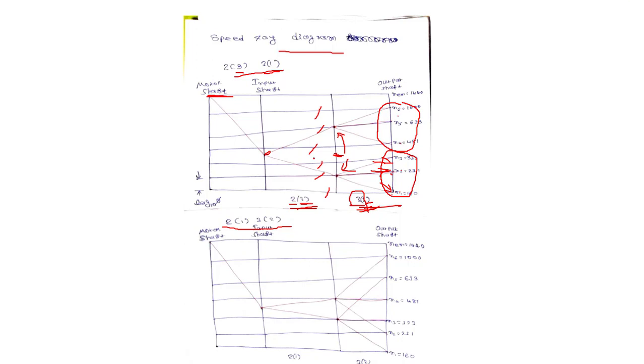If we are not using this box, which is for the motor shaft, and we use only these 2 boxes, then we can say this diagram is a structural diagram. And if we use this box of the motor shaft, then this diagram becomes a speed ray diagram.